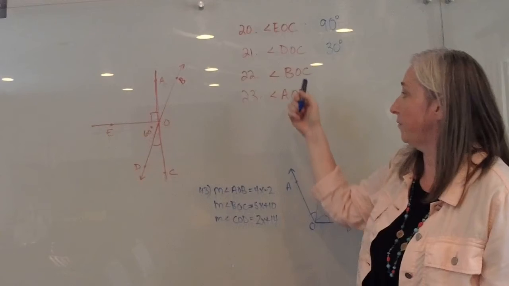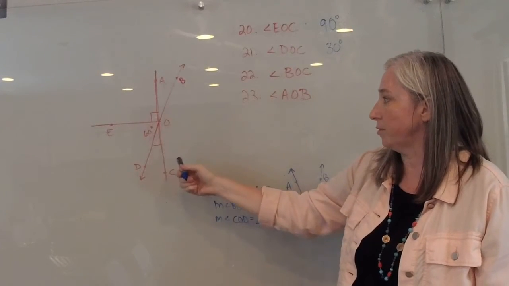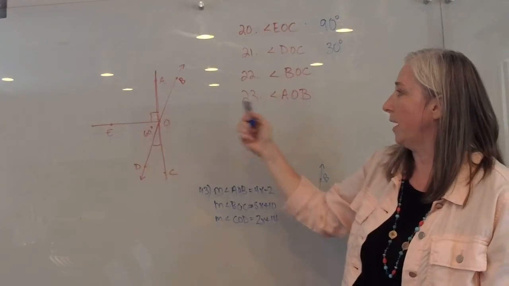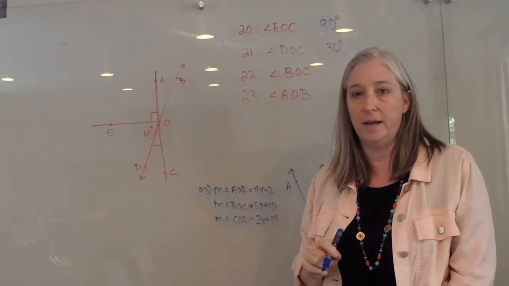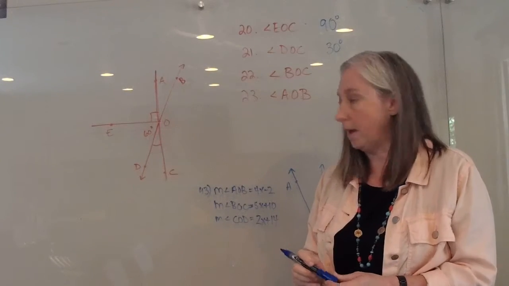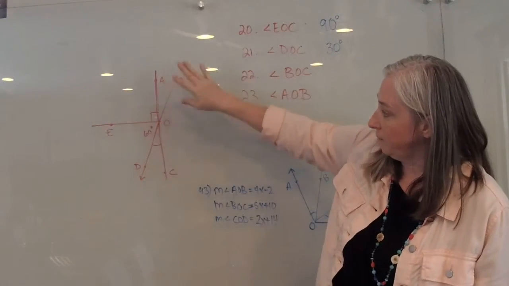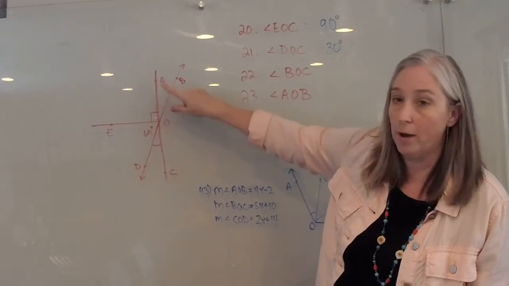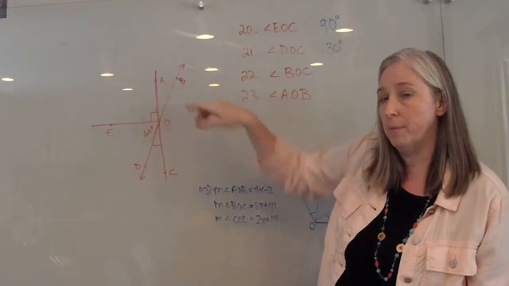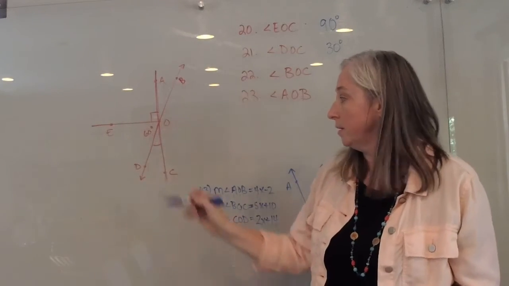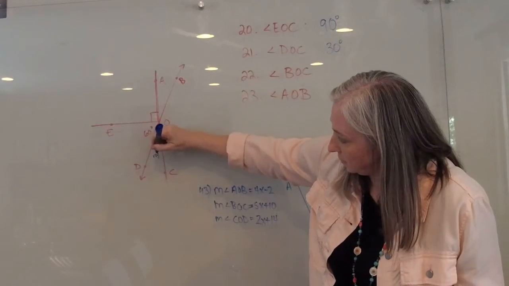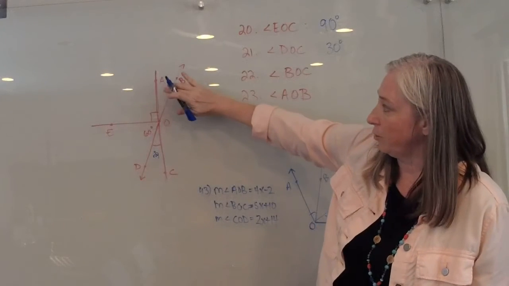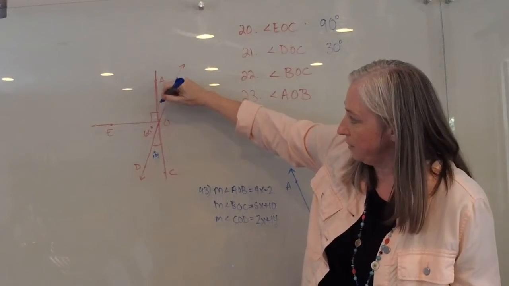Okay, now we need to find angle BOC, which is this larger angle here, and angle AOB. It's actually easier to find AOB first. If I look at the figure, the angle DOC and angle AOB are vertical angles, and remember that vertical angles are congruent. So if DOC is 30 degrees, then the vertical angle AOB also has to be 30 degrees.